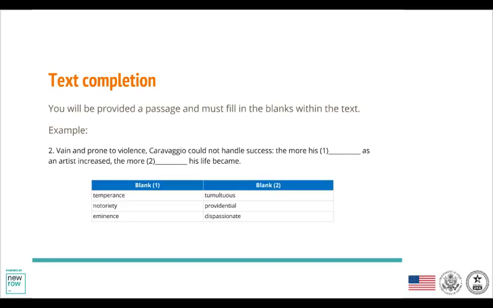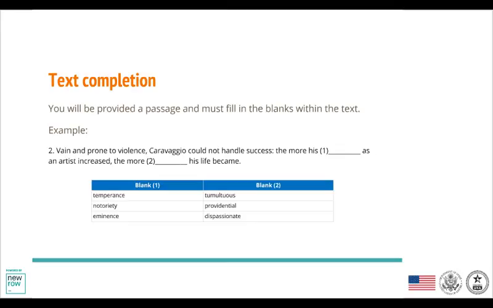Let's do a text completion example. So in these types of questions, you'll be provided a passage and you must fill out the blanks in the text. And I didn't want to provide an example of a question with a prolonged passage to read, so I'm giving you an easier one here from one of my practice exams that I administer to students at my college.